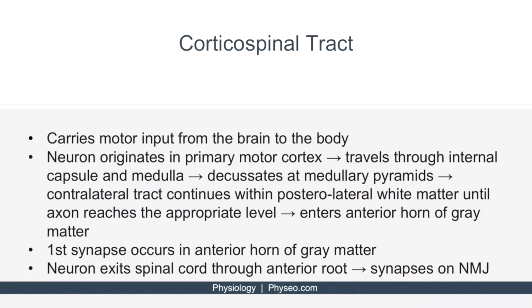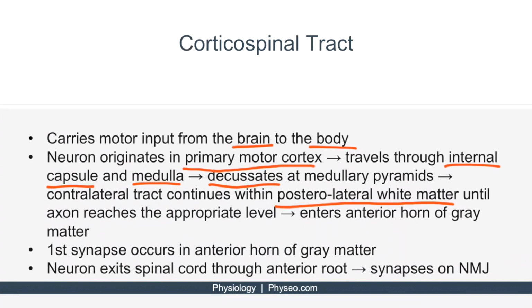So now let's talk about the corticospinal tract. Now the corticospinal tract carries motor input from the brain to the body. Now the first neuron originates in the primary motor cortex. Then it travels through the internal capsule and the medulla. At the level of the medulla, the corticospinal tract then decussates, specifically at the medullary pyramids, and then the contralateral tract then continues down within the posterolateral white matter until the axon actually reaches the appropriate level.